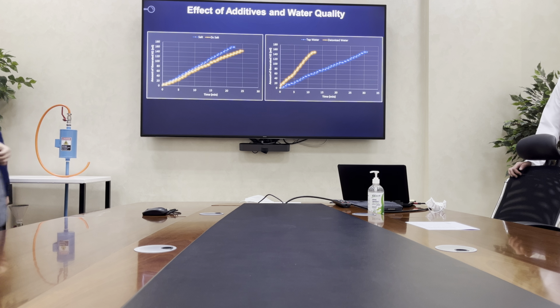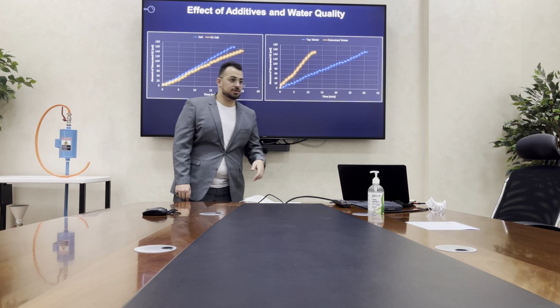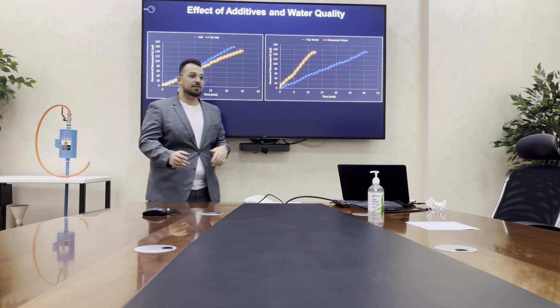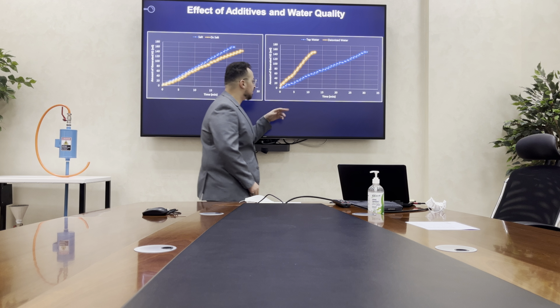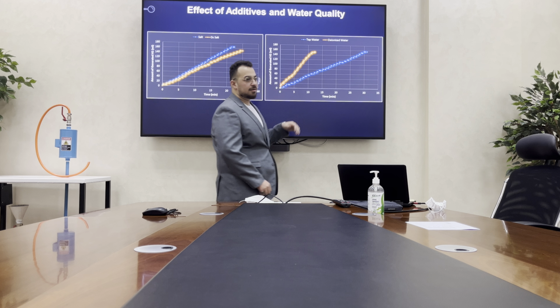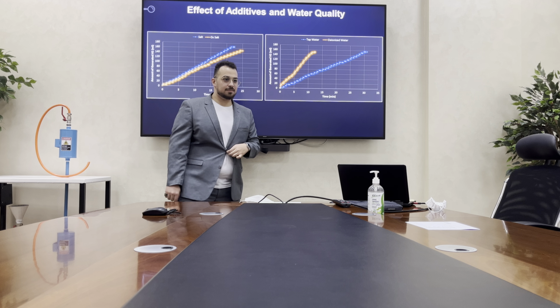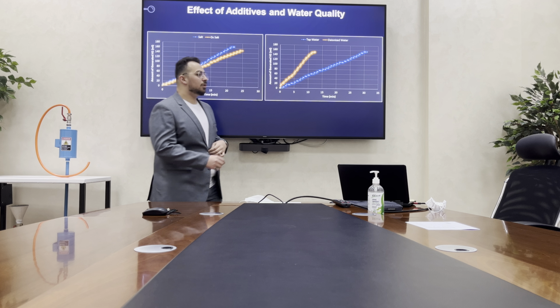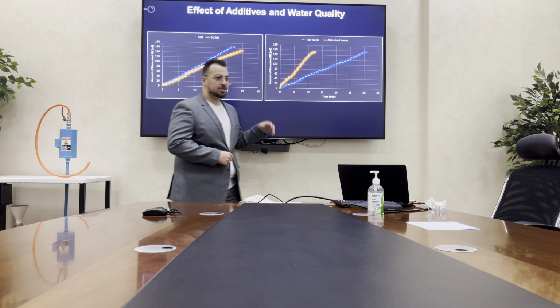In all the previous trials, we did use deionized water in our NaOH solution. So in this trial, we replaced the deionized water with tap water. As you can see here, the deionized water has a higher generation rate than the tap water, and that shows that the quality of the water has a high effect on the reaction.